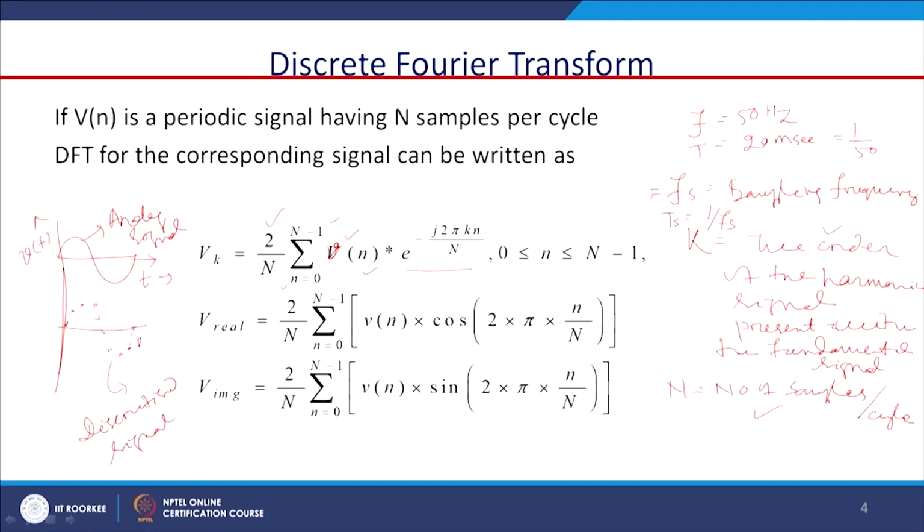I can write here kT. This is at a certain time interval we are sampling it, so we call it kTs. This small t is represented by kTs, and along this y axis we have v small n.